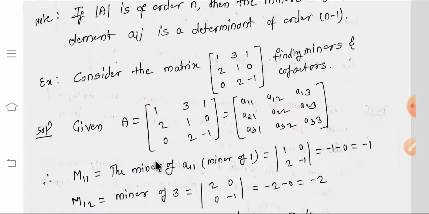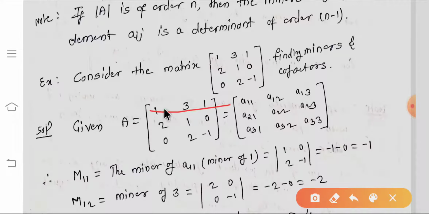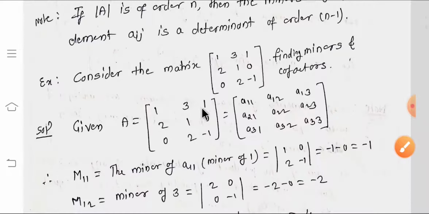So the minor of A11 is nothing but the minor of this 1. How to get it? By neglecting this row and this column. The determinant we obtain is the determinant of 1 0 2 minus 1. That is 1 into minus 1 is minus 1, minus 0, equal to minus 1. Similarly, M12 means first row, second column, the minor of this 3. The minor of 3 is the determinant obtained by neglecting this row and this column. The elements are the determinant of 2 0 0 minus 1, that is minus 2.